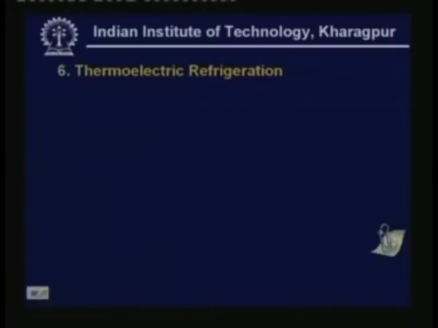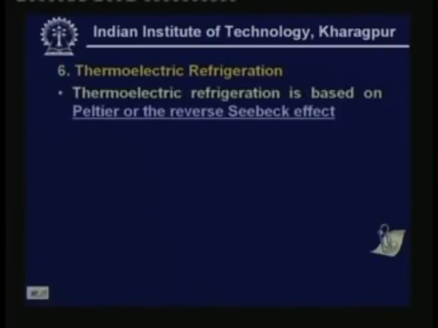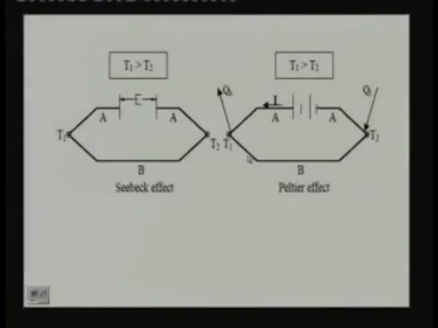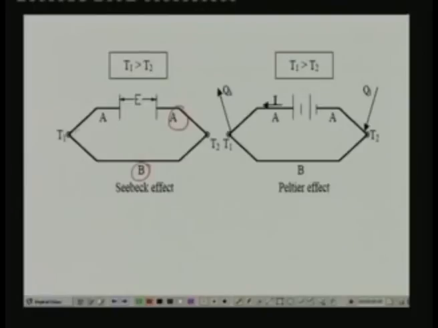Now let us look at thermoelectric refrigeration. Thermoelectric refrigeration is based on what is known as the Peltier or reverse Seebeck effect. So what is the reverse Seebeck effect? Suppose we have two dissimilar materials A and B, and these two materials are joined. So we get two junctions, junction 1 and 2. If you maintain these two junctions at two different temperatures, that means T1 is not equal to T2, then you find that an EMF is developed because of this temperature difference. This effect is known as the Seebeck effect, and this is the principle behind temperature measurement using thermocouples.